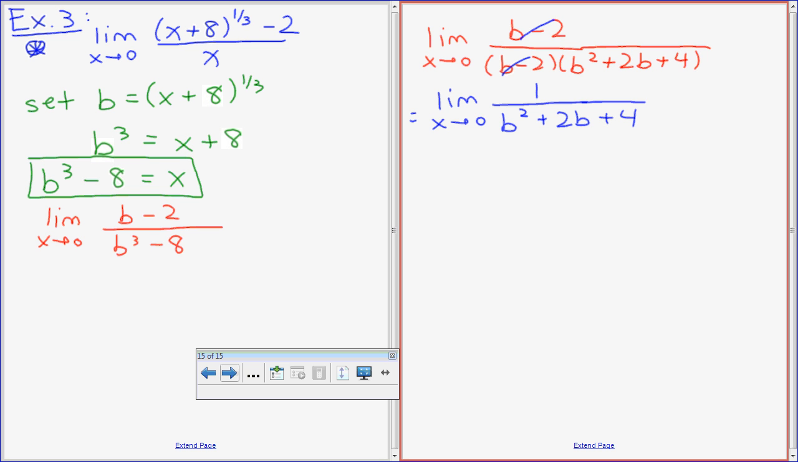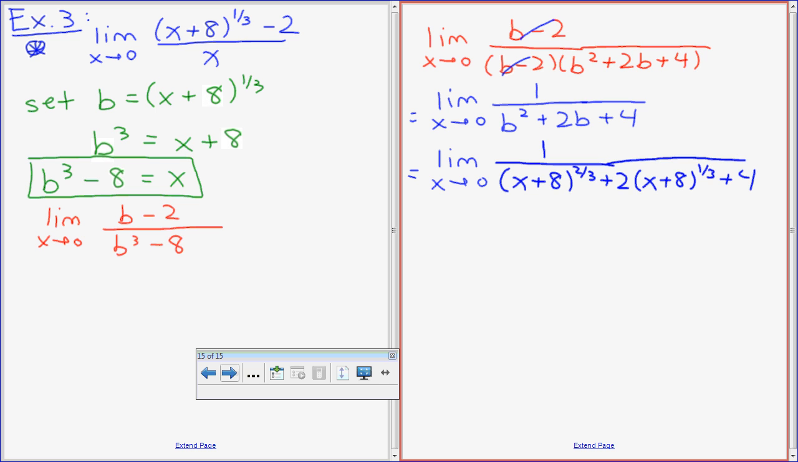For b squared, would it be (x plus 8) to the exponent 2/3, plus 2 times (x plus 8) to the exponent 1/3, plus 4? Okay, this is the thing: it starts ugly, you turn it into something beautiful, and then it ends ugly again. But it's all right. 8 to the 2/3 is 4. 8 to the 1/3 is 2.